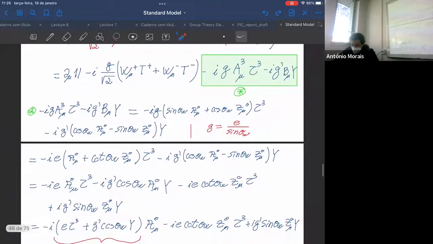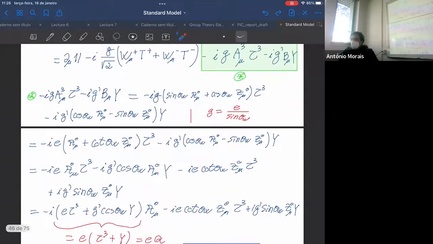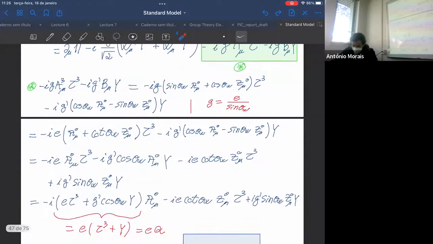Now we just solve this. This is just algebra that is explicitly shown here, and you come to this conclusion that at the end you have this interaction, or this term here in front of A, and this is the covariant derivative of the broken theory, which corresponds to the electromagnetic generators. Because of that, you say that this is equal to Q. All of this is equal to Q times e, of course, eQ. So you can identify this in this way.